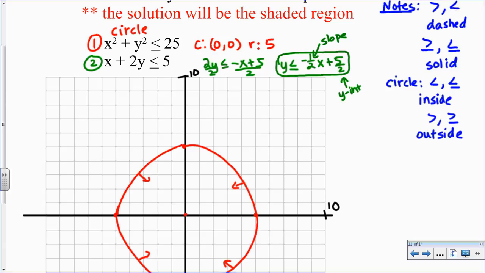Okay, so start at 5/2. So start at 2.5. And then my slope is -1/2, so down 1 and right 2, or up 1 and left 2. Will this line be solid or dashed? Solid.